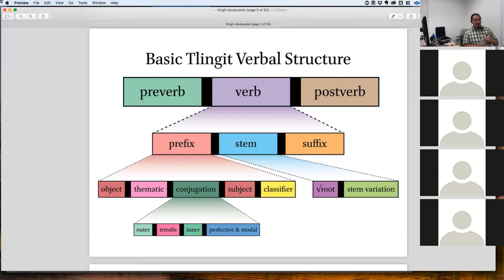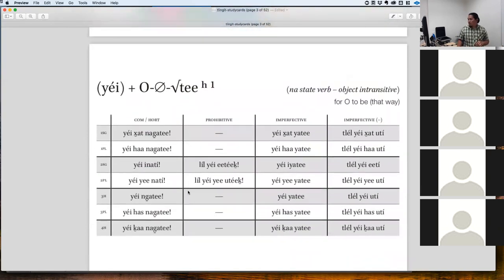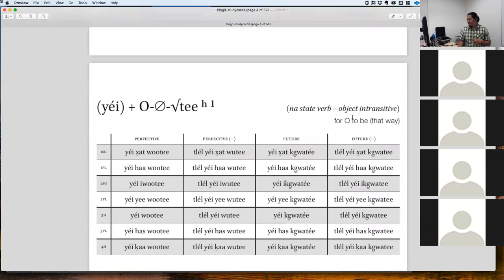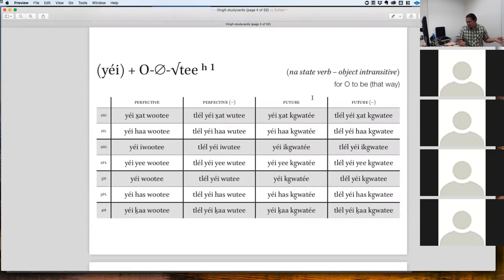Learning how to navigate those in your brain is a really big part of putting Tlingit together. And we go through this transition of being artificial speakers, where we're manufacturing it by putting these things together and then saying them, to more natural speakers, where we've done that enough that we can just recall it. Our brain does a lot of that behind the scenes work for us because we've done it enough times. Then I just picked maybe a dozen verbs and conjugated them for command or hortative, prohibitive, imperfective, positive, negative, perfective, positive, negative, future, positive, negative. So you can try and master these.